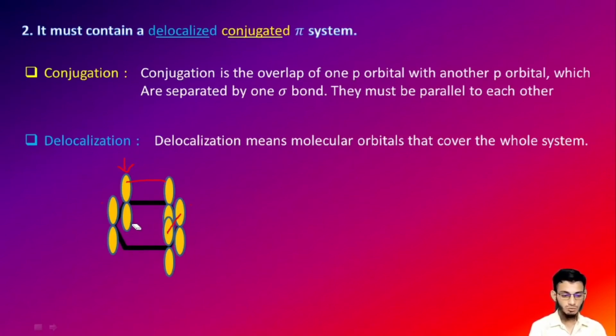Why? Because here we have removed two lobes. And this p orbital and this p orbital cannot overlap because they are separated by two sigma bonds, and there is no conjugation here. So conjugation covers only a partial system. So delocalization happens here, but not in the whole system, only a partial system is covered by the delocalization. Why? Because conjugation covers only a partial system. So these pi bonds are delocalized but in the partial system, not in the whole system.